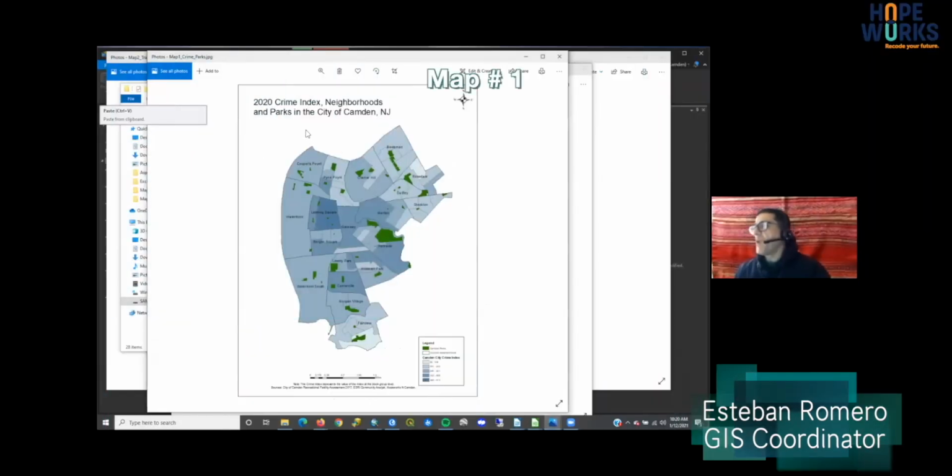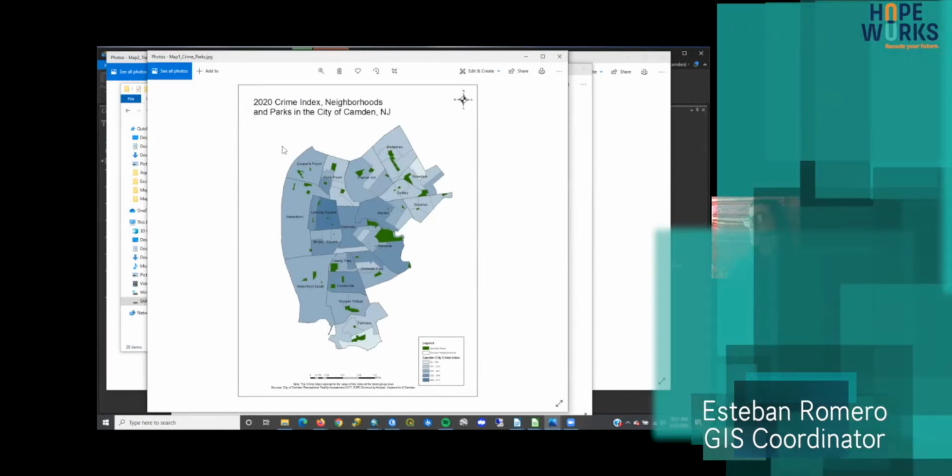So map number 1 indicates the different neighborhoods. Here, as written, are the names of the neighborhoods, divided by block group, and the parks' locations. The color here symbolizes the crime index in Camden City. The Aspen Institute also wanted to find out, okay, does crime have anything to do with the participation of youth in activities or the availability of resources? So that's why they wanted this map.